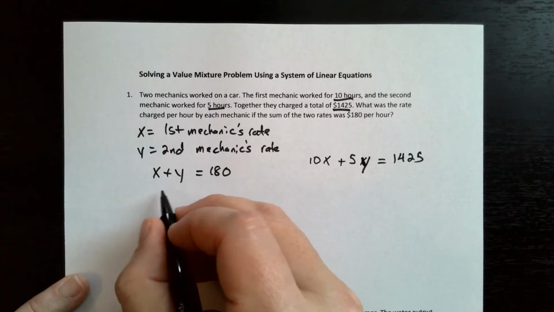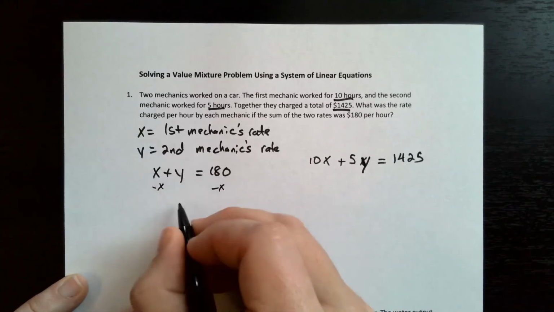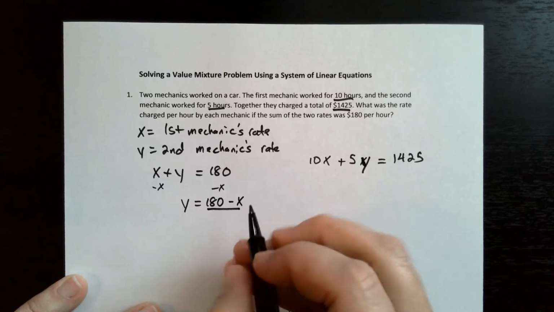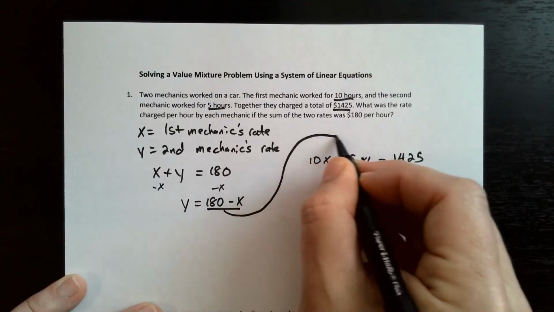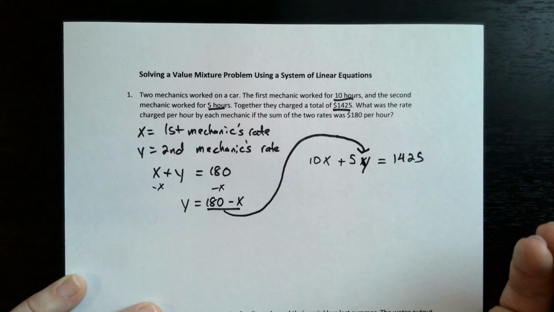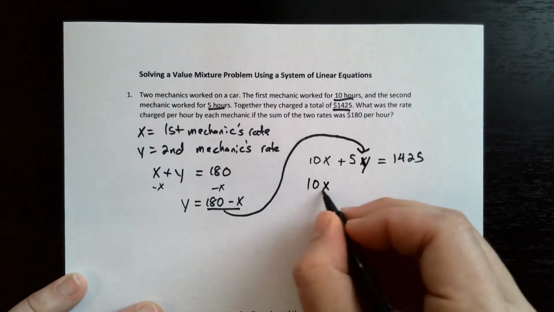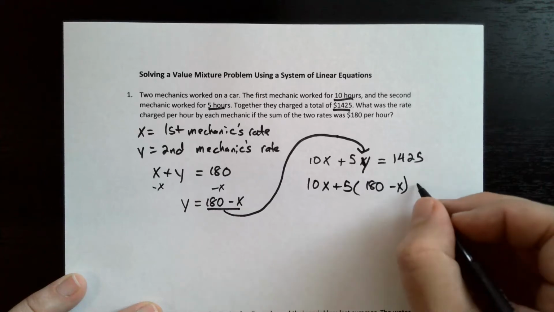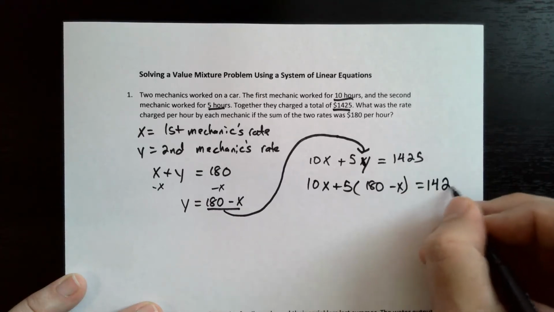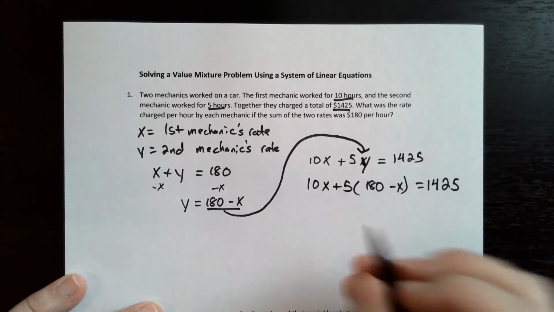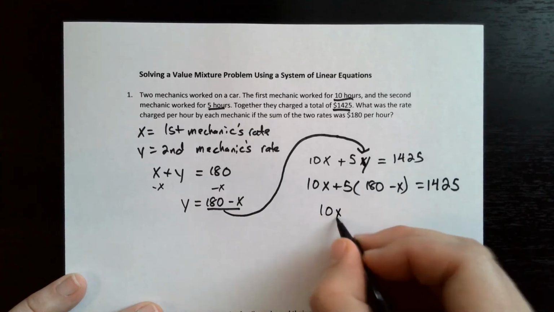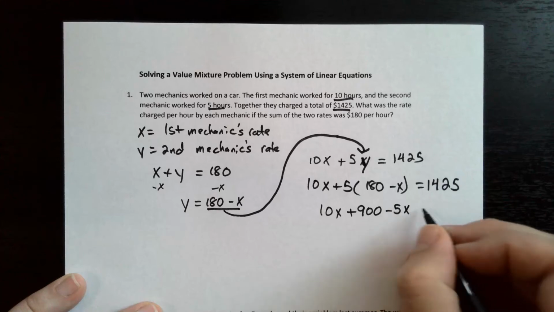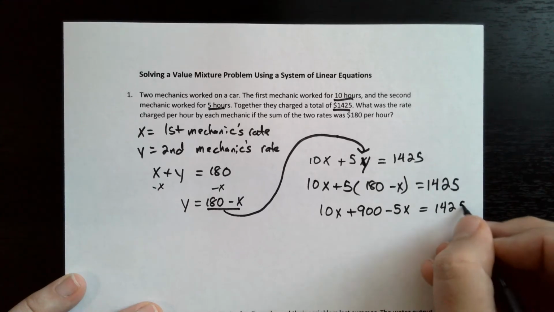We can solve this. So let's subtract the X here. Get Y is equal to 180 minus X. And I'm going to substitute that 180 minus X in place of Y. So that gives me 10X plus 5 times (180 minus X) equals 1,425. If I multiply this all through, I get 10X plus 900 minus 5X equals 1,425.